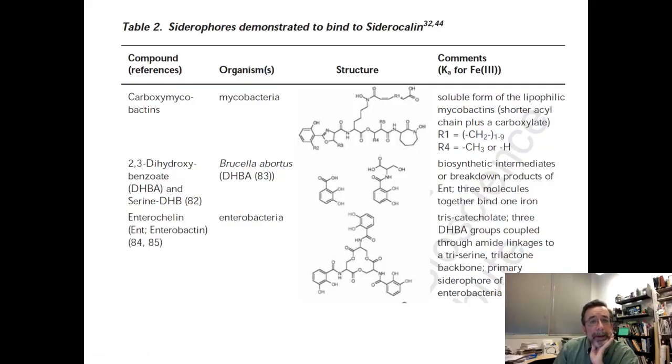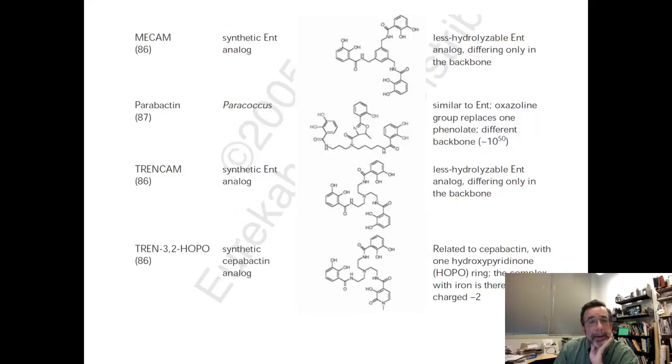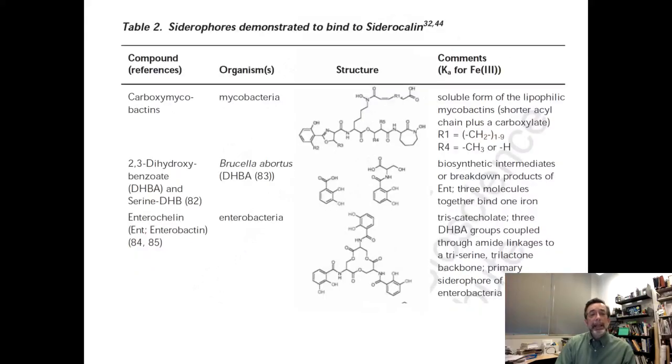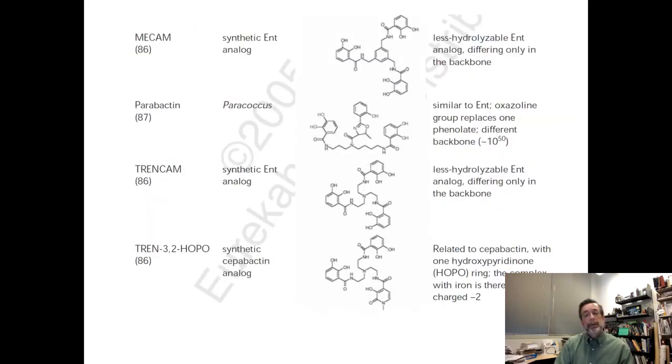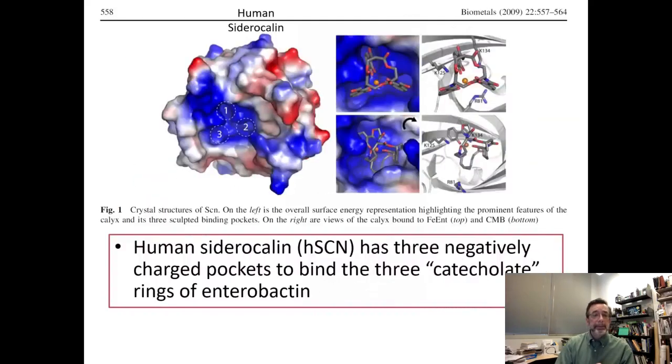What we found out is that siderocalin actually binds both of these, and it also binds some of these other ones as well, which has some structural similarity, but that's one of the reasons why it's not necessarily a perfect fit for enterobactin, because siderocalin doesn't just bind enterobactin, it binds other things as well. And because they have different shapes, especially the carboxymycobactin, they will fit into it slightly differently and contact different residues. Different residues will be important for binding the different siderophores.